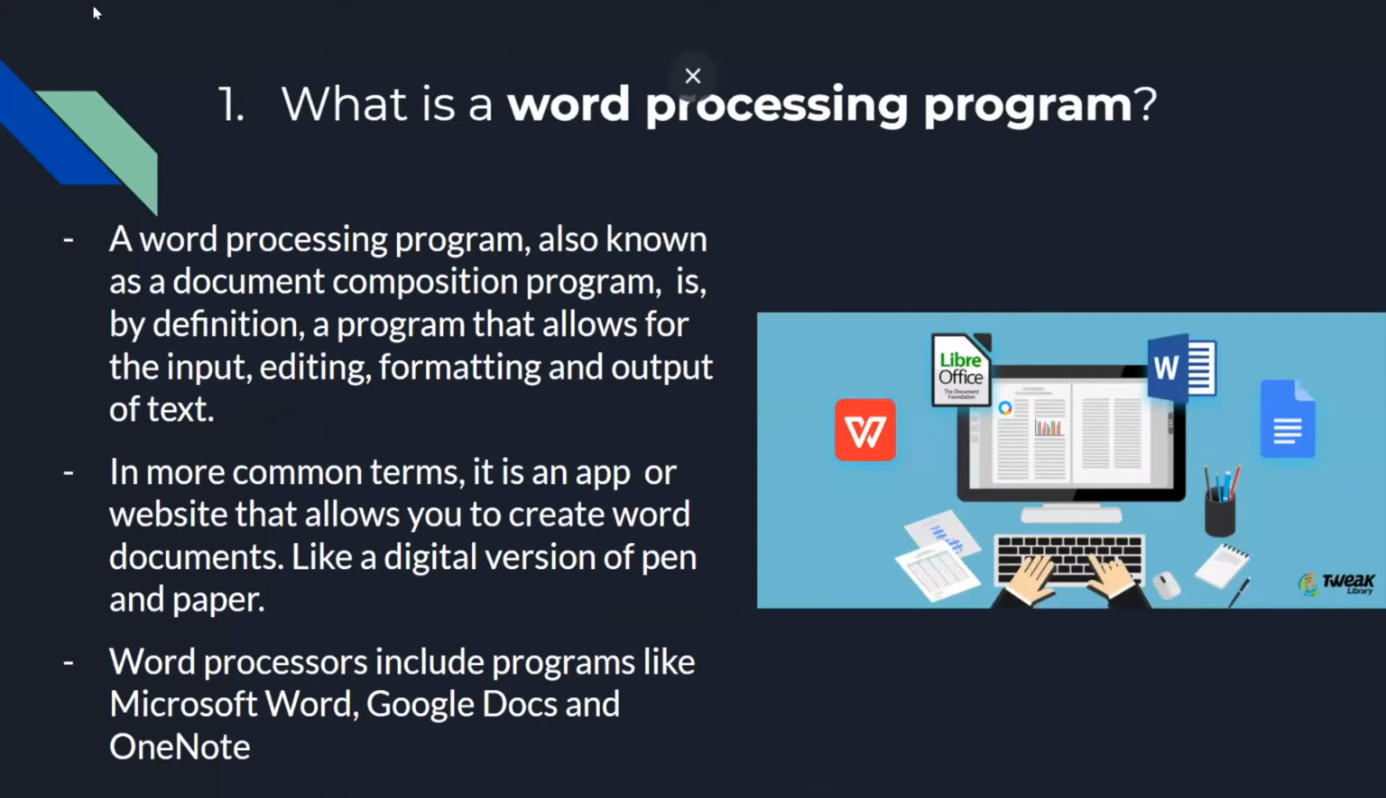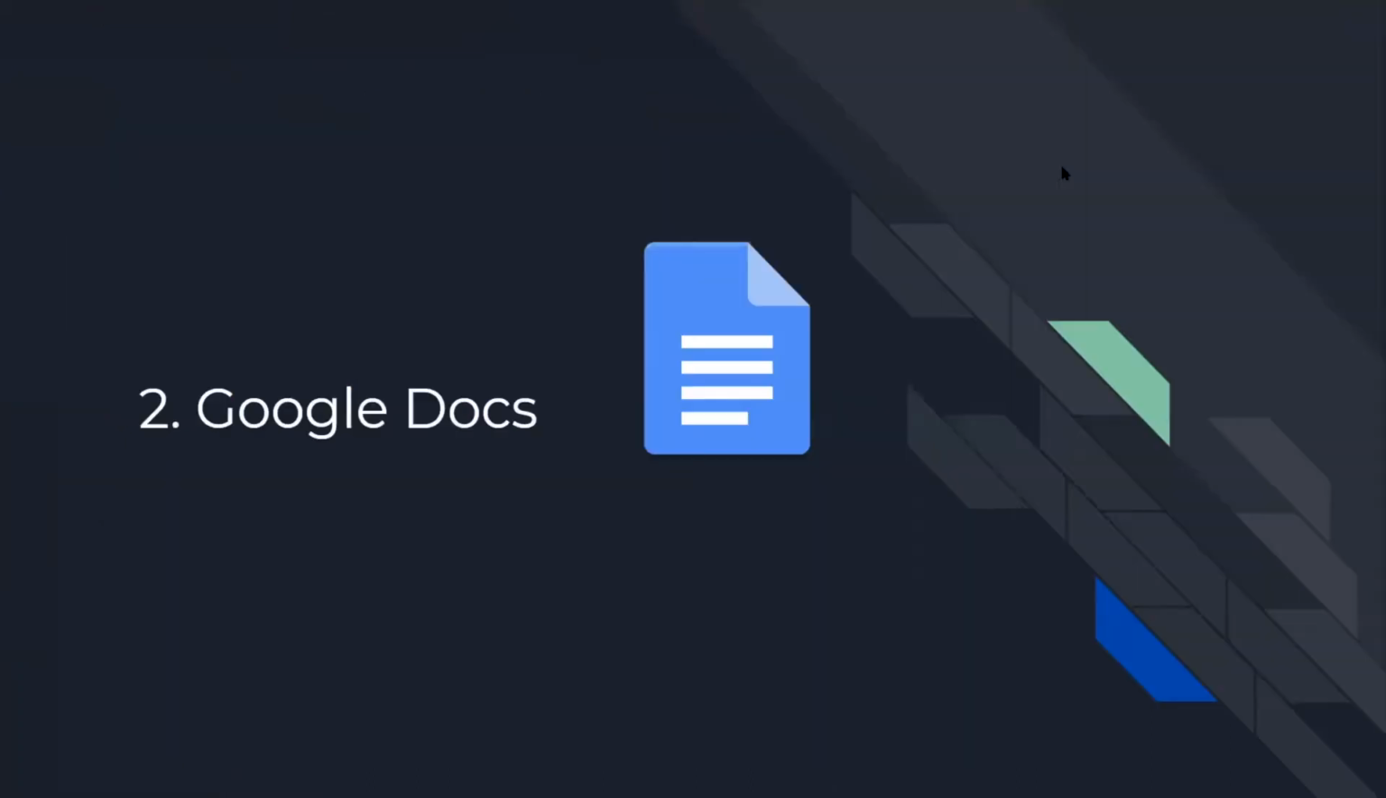A word processing program is also known as a document composition program, and its definition is a program that allows you to input, edit, format, and output text. So anything from just typing to changing a word to grammar checking is technically a word processing program. In more common terms, it's the digital version of pen and paper. Word processing programs include Microsoft Word, Google Docs, and OneNote, all of the things that we're going to go into.